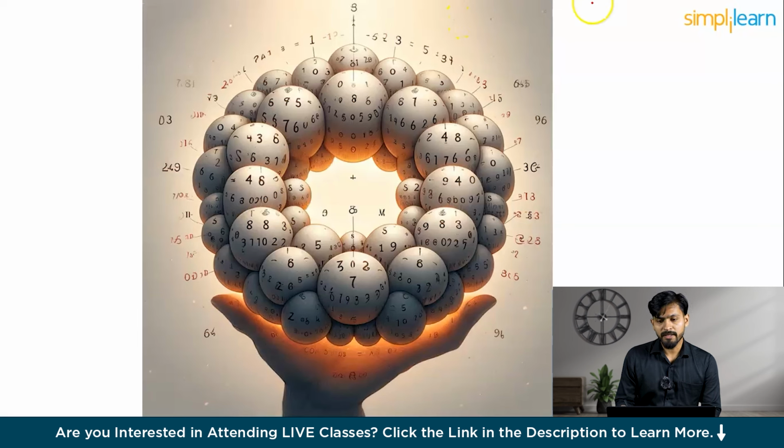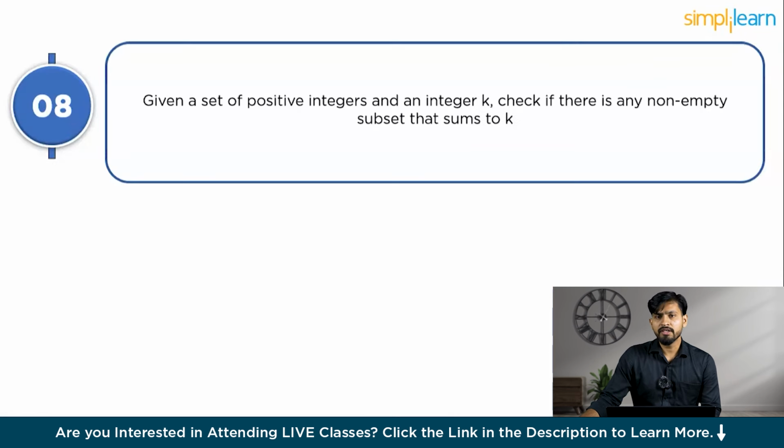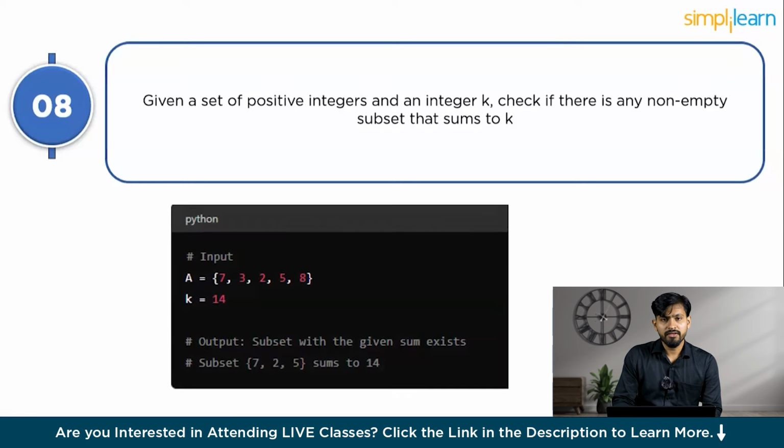And this problem is basically based on dynamic programming. So guys, the question is, given a set of positive integers and an integer k, check if there is any non-empty subset that sums up to k. For example, if I have the input 7, 3, 2, 5, 8 and we say k equals 40, then we want an output saying a subset with the given sum exists. So 7, 3, 2, 5, 8 sums up to 40. So this is our given output.